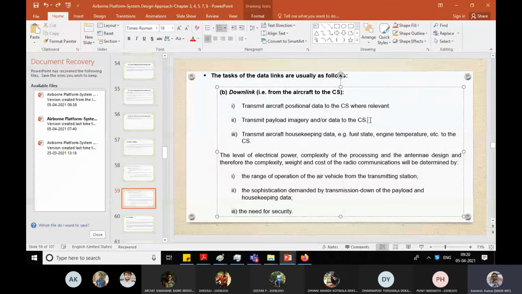So if payload data can be transferred to the satellite, and from the satellite you can reach the ship, then only do you have the option to fly for longer range, or fly for the range required for the payload. Then you also transmit the aircraft housekeeping. What are those? That is the sensor data, fuel state, engine temperature, those things, with the controller station. And then the level of electrical power, complexity, processing and antenna designs.